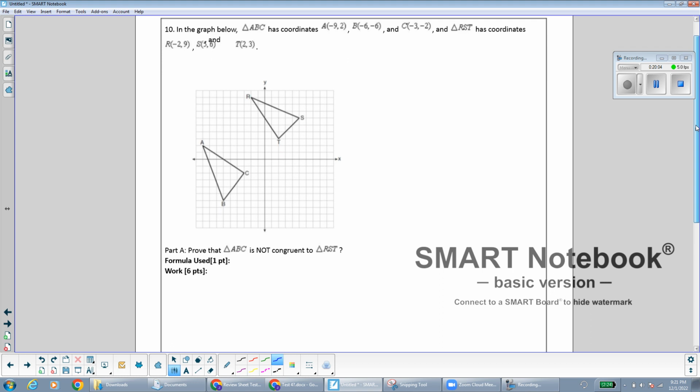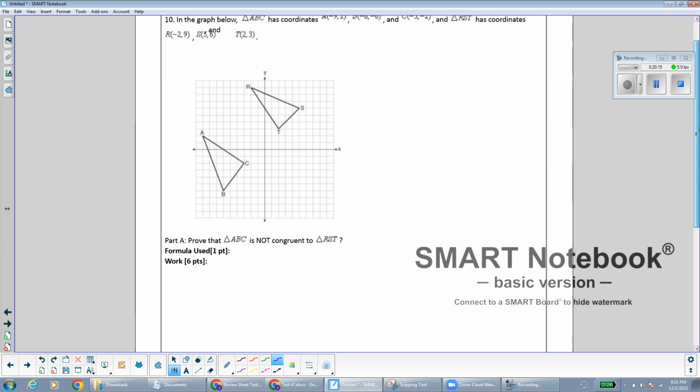And finally, over here, we need to prove that triangle ABC is not congruent to triangle RST. So as long as we can show that one pair of corresponding sides is not congruent, that's enough. Proving something is true is harder because we have to prove that it's true in every single situation. So to prove that triangles are congruent, we would have to show that all of the corresponding sides are in fact congruent. But if you're proving something's not true, as long as you can find one counterexample, that's enough to disprove it.